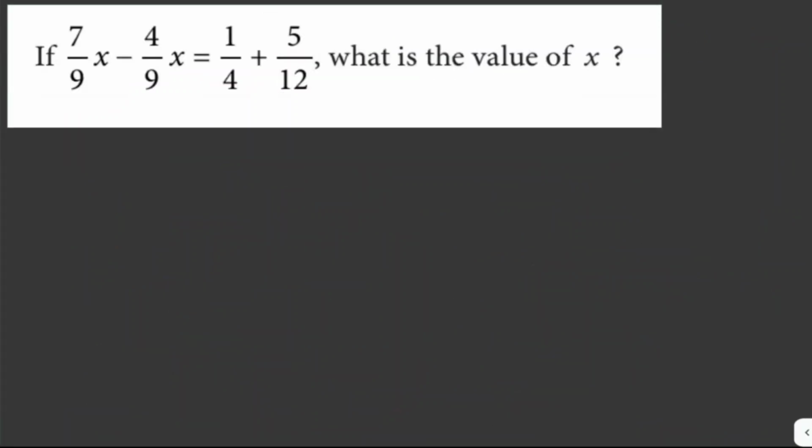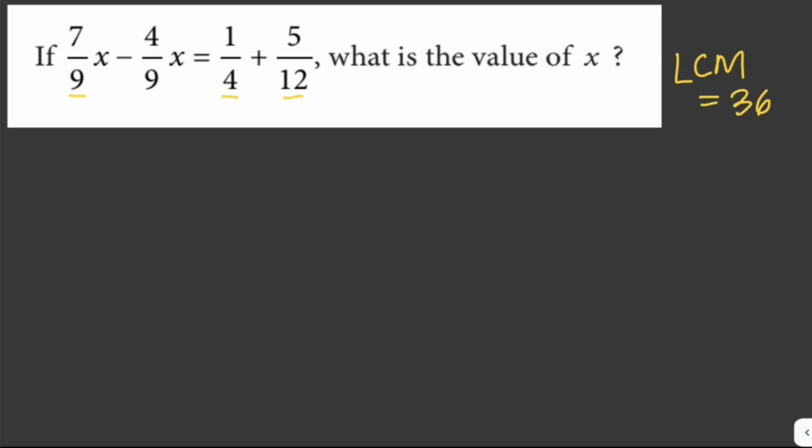The next problem here: if 7 over 9 x minus 4 over 9 x equals 1/4 plus 5 over 12, what is the value of x? So the first thing we do is get the least common multiple of the denominators, which are 9, 4, and 12. The lowest number that can be divided by 9, 4, and 12. So our LCM here is just equal to 36.